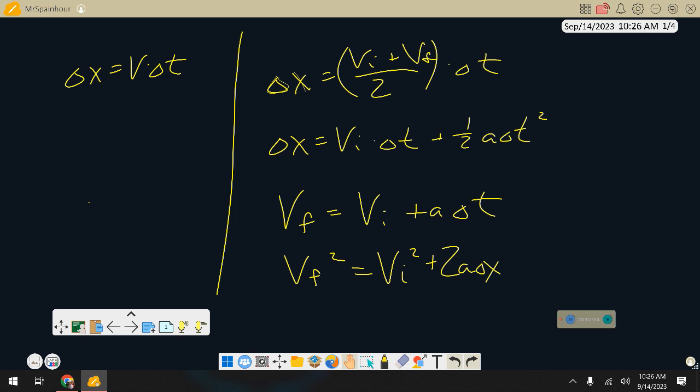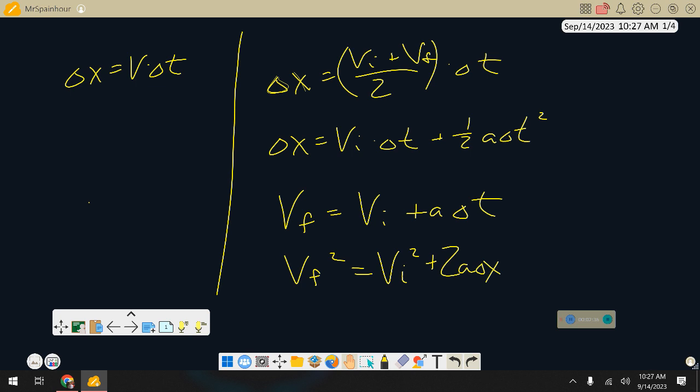The next equation, displacement is equal to velocity initial times the time interval, plus 1/2 times acceleration times time interval squared. Third one there, velocity final is equal to velocity initial plus acceleration times time interval. And the last one, velocity final squared is equal to velocity initial squared plus 2a delta x, or displacement.